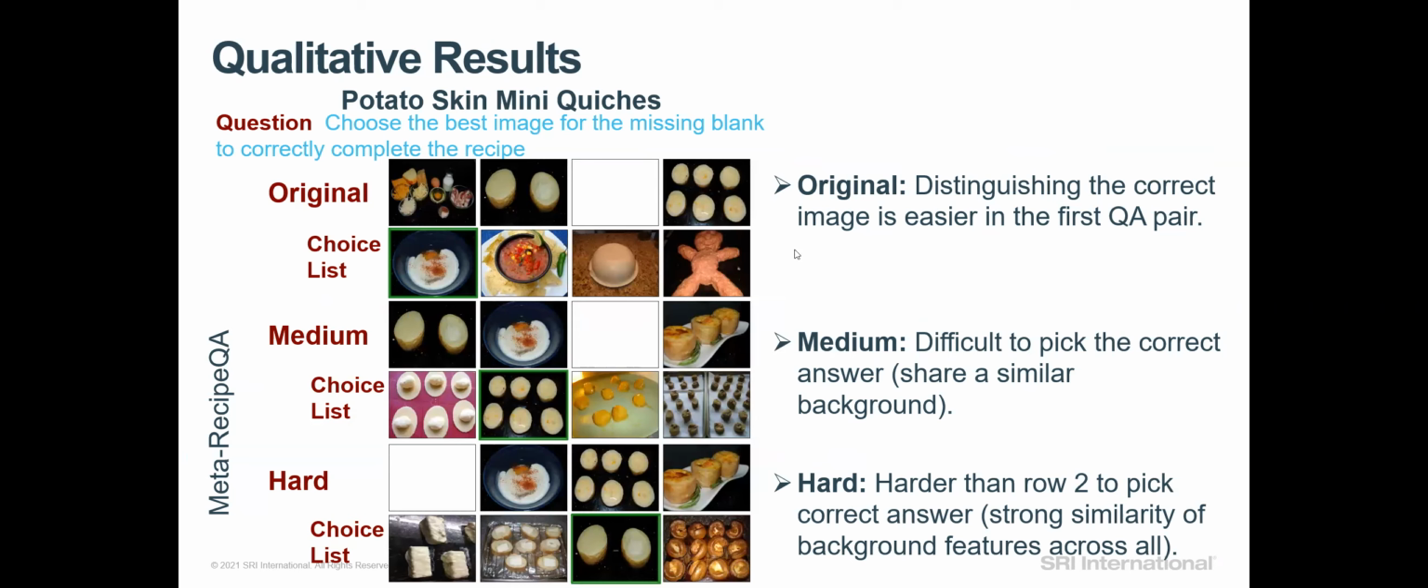And you can see now, some of these things are easier than others, right? Distinguishing the correct answer, even for humans, can be very difficult actually. So it is kind of difficult to pick the correct answer. You see in the middle one, it's difficult to pick the correct answer because they all look so similar to each other, right? And the hard one is also really hard.